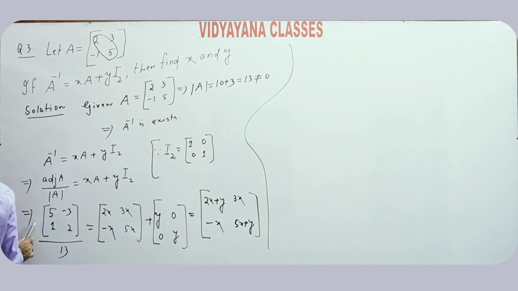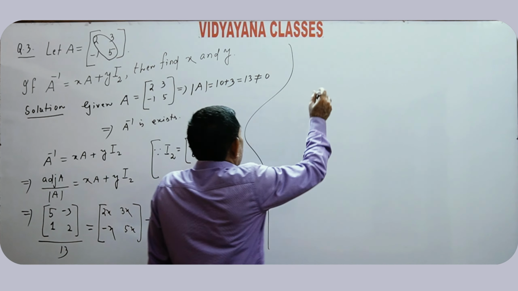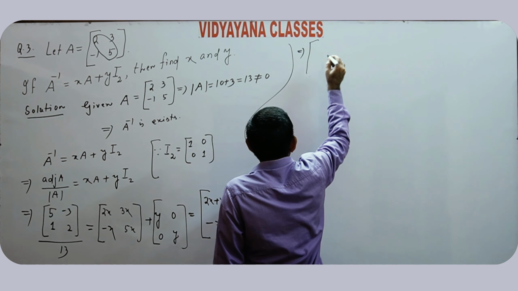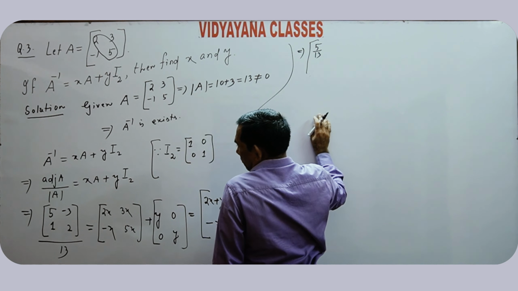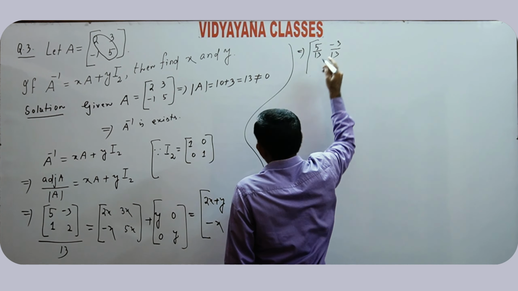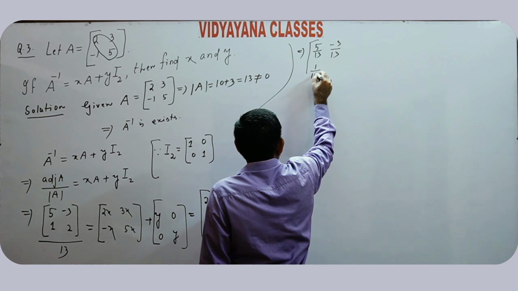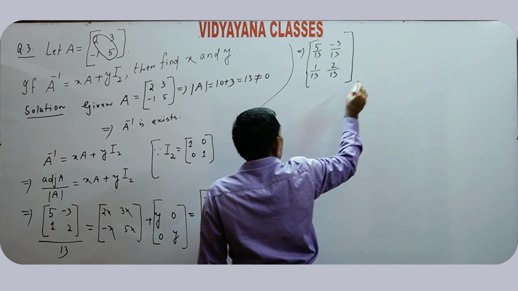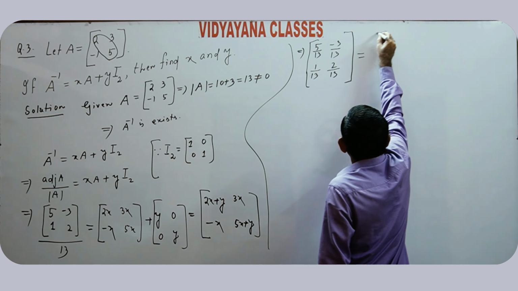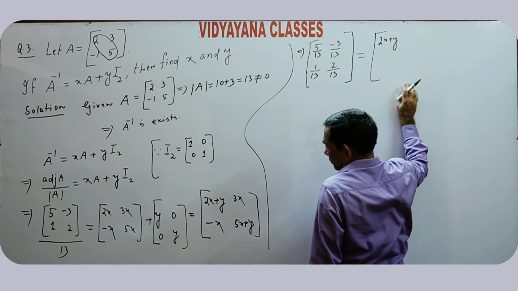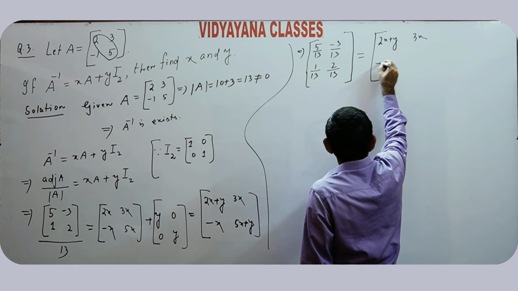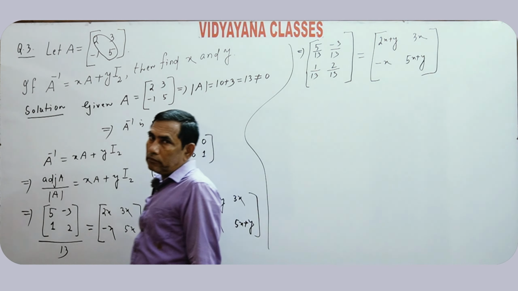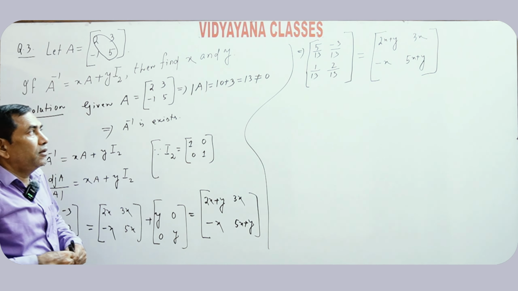1 by 13 is a scalar. Multiplying with this matrix, it gives 5 by 13, 1 by 13 into 5, that is 5 by 13, minus 3 by 13, 1 by 13, 2 by 13 is equal to 2x plus y, 3x, minus x, 5x plus y. Clear? Okay.